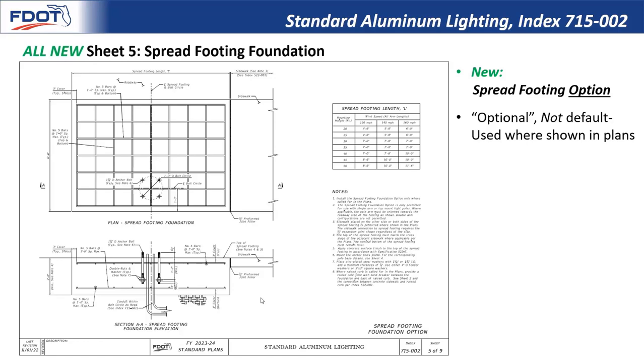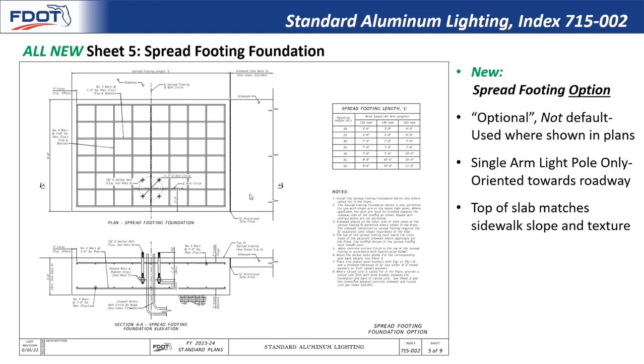But for the special cases in urban areas where space is limited, this spread footing option allows for a shallow mount to avoid underground utility conflicts, and it also basically becomes integral with the sidewalk, and so it performs a dual role in that way. And so one thing to mention is this foundation is used with a single arm light pole only, which is oriented towards the roadway. So in this drawing, you can see that the roadway is up here at the top of the page, and then this anchor bolt circle is where the pole would go. So the light fixture in the arm would project towards the roadway and over this concrete spread footing in order to balance properly.